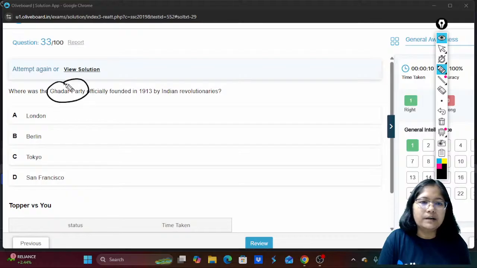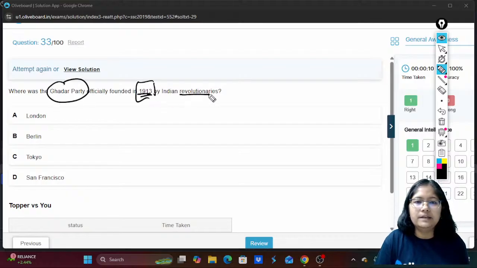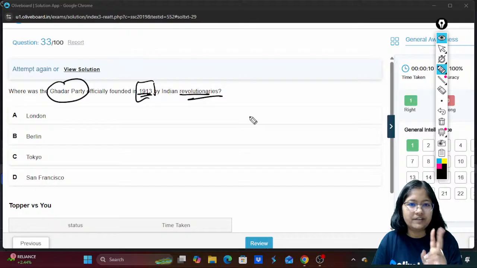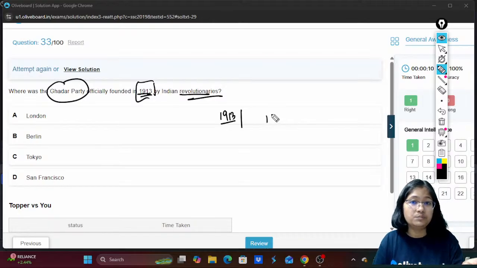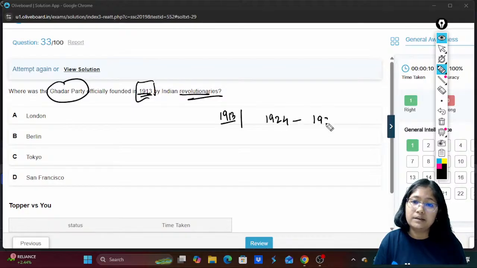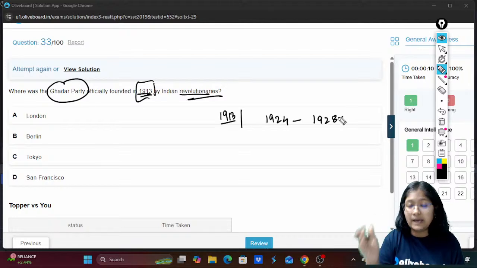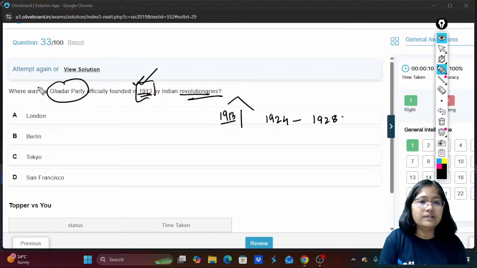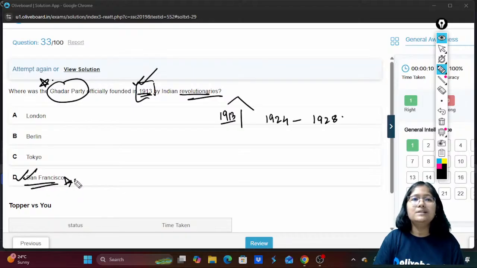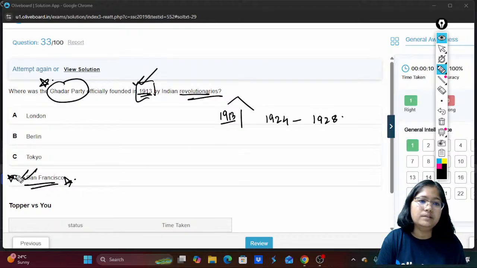Where was the Gadar party officially founded in 1913 by the Indian revolutionaries? There are two revolutionary phases which we study in history. One is the 1913 phase, and another is after 1922, when the non-cooperation movement was withdrawn. Then we study 1923-24, which goes to 1928, and then when the roundtable conferences were happening, and the hangings. It goes till there. In this 1913 phase, there is the Gadar party. Where was it founded? It was founded in San Francisco. So the correct answer here will be San Francisco.